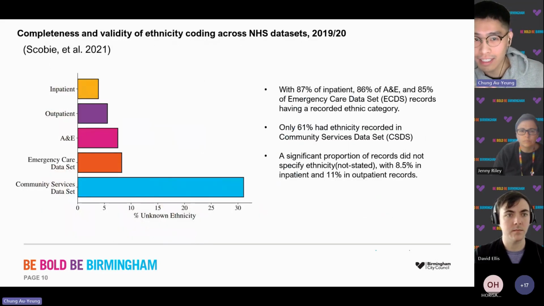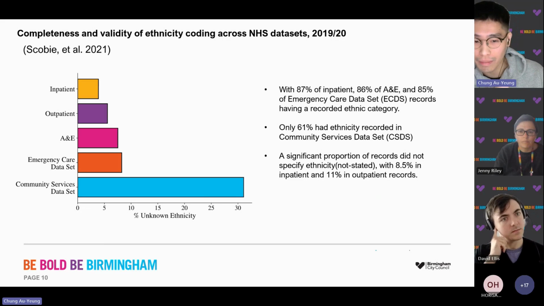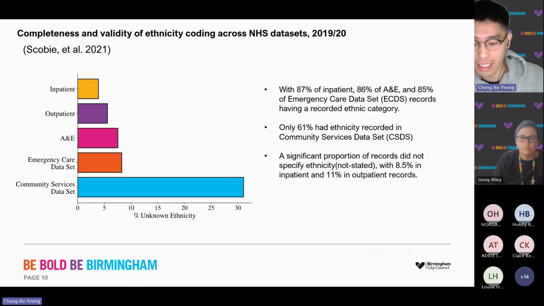This slide presents the missingness across the NHS datasets. We see that the community service dataset has the highest rate of missing data, with 30% unknown ethnicity. The emergency care dataset and A&E are around 8 to 9%, and inpatient and outpatient are around 5 to 7% missing.